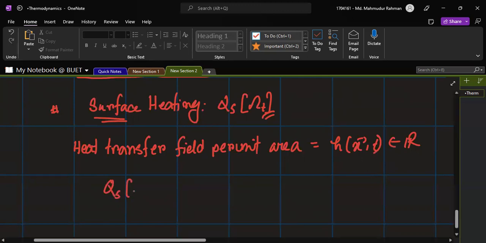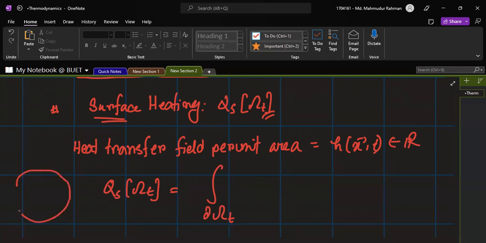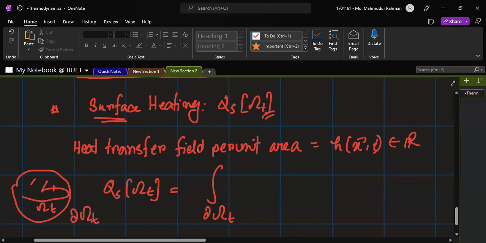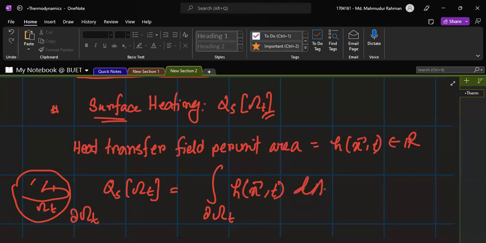So my Qs of omega t, this is the surface heating part, it will be on the boundary, del omega t. This is not partial omega t, this is a symbol, del omega t, which denotes the boundary of this volume enclosed. This volume is denoted by omega t, and the surface is denoted by del omega t. This is a surface integration of this heat transfer per unit area quantity, which is a function in R, dAx.